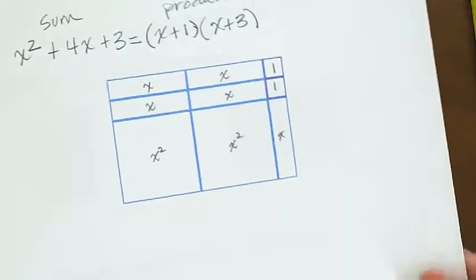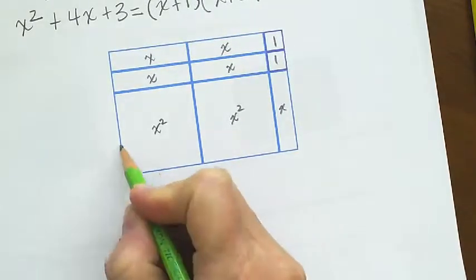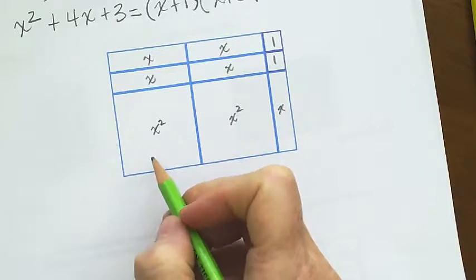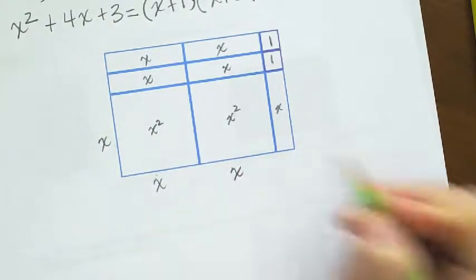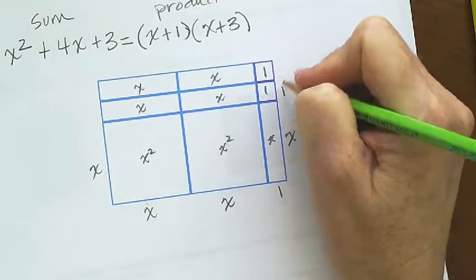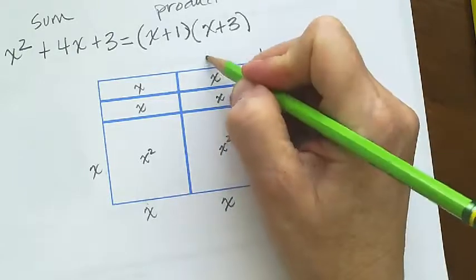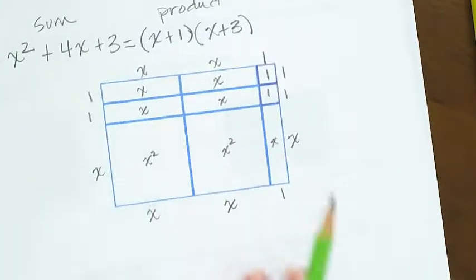Same idea, writing it as a sum and as a product. So let's do the length for all of the sides. The length for the x squared tile, each of those is x. This would be x here, this would be 1, this would be x. Each of these would be 1. And the short side of that x tile is 1.